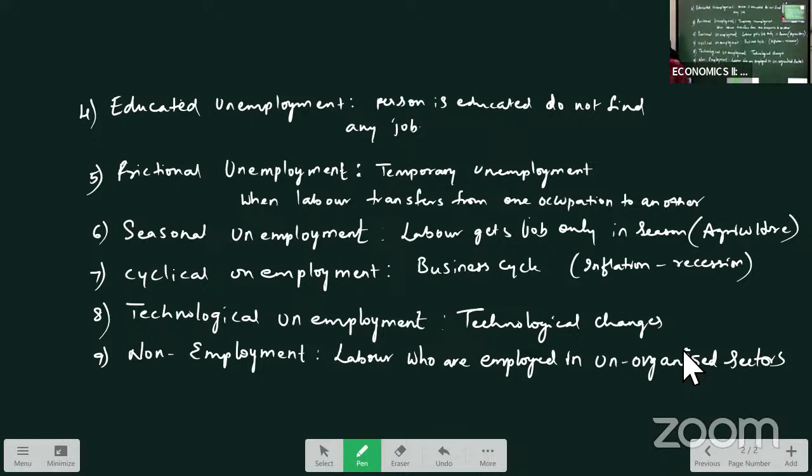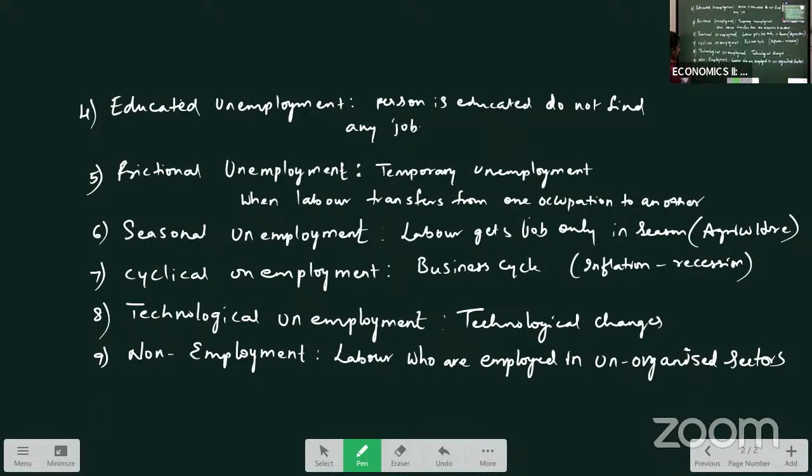So we can say in developing countries we find this non-employment, technological unemployment, seasonal unemployment, frictional unemployment, educated unemployment. These are all unemployment types we can find mostly in developing economies. In developing economies, as there is a problem of unemployment, we find different types of unemployment in our country.